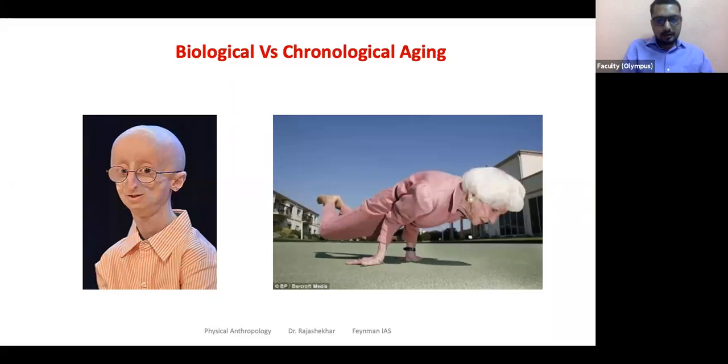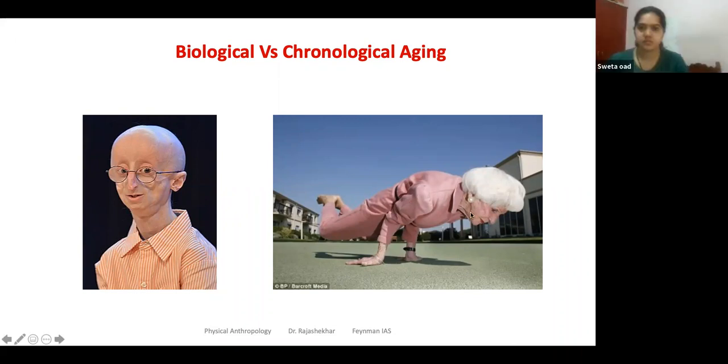In the image, I'm not sure if you're able to recognize. On the right hand side, you're able to see a very old lady able to hold her body on her arms. So she has so much physical strength. This is a lady who trained herself to have so much strength through continuous physical activity.